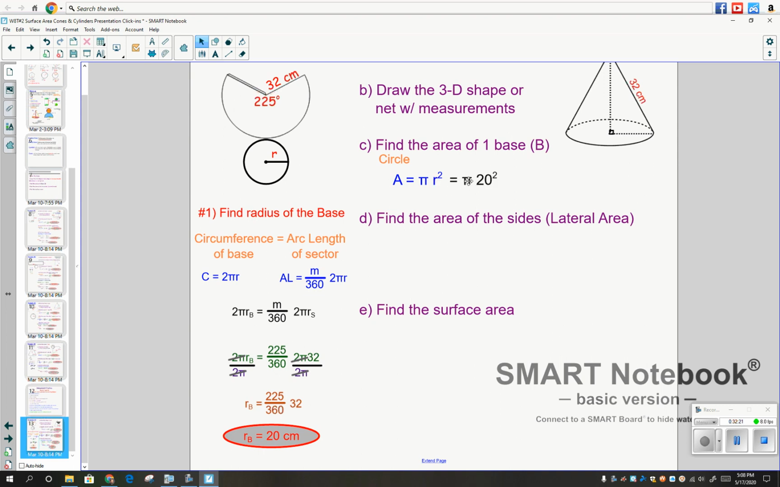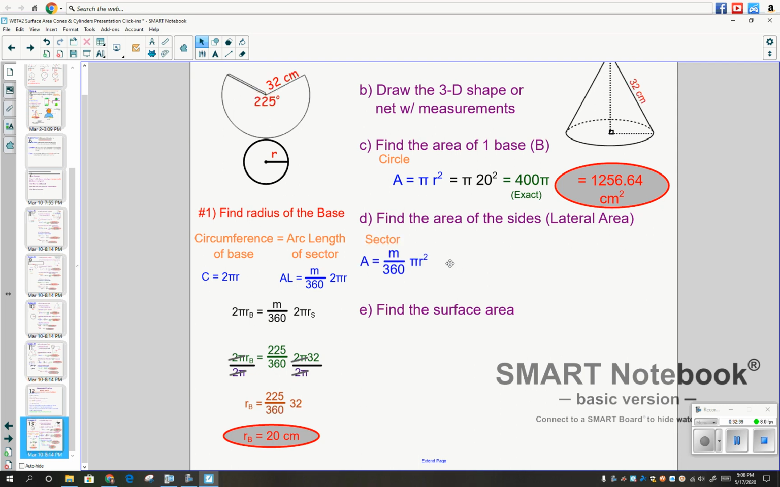So pi times 20 squared. The exact is 400 pi. Type that into my calculator, I get 1,256.64 centimeters squared. How do I find the area of the sides? The sector.